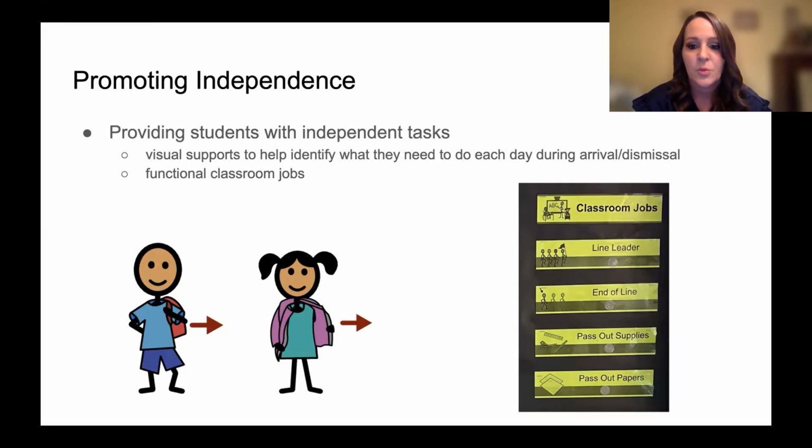One thing that I do with my students is I implement classroom jobs. So simple jobs like line leader, end of the line, passing out supplies, passing out papers. In the beginning, we model what each of these would look like. A lot of the times I'll use a peer model, students that I have had before and know what those jobs entail. I'll select them first for those jobs so that they can model with me for the younger students or the newer students of what those jobs should look like. Again, this promotes independence and it allows a lot of fluidity within the classroom.